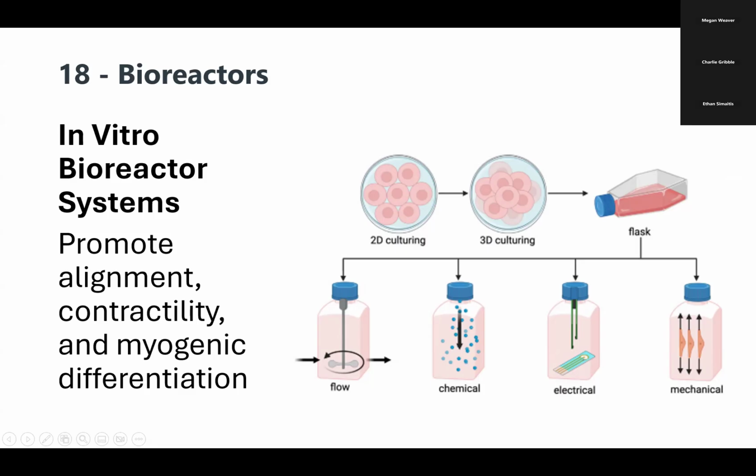Others use electrical stimulation, such as that third category, which helps cells form sarcomeres, increase contractile strength, and even respond to action potentials. And a great example of these is a dual stimulation bioreactor that applies both mechanical stretch and electrical pulses, which has been shown to significantly enhance myotube formation and force generation. These setups help muscles contract and mature beyond what's possible in static culture dishes.